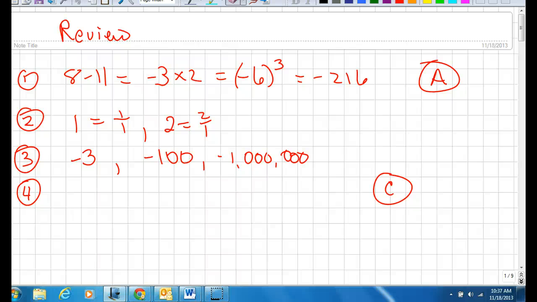Okay, number 1 says subtract 11 from 8, which I did here. And then it says take that difference and multiply it by 2. So the difference between the first two was -3 times 2, that's -6. And then it says take it to the third power. So you should have gotten -216.